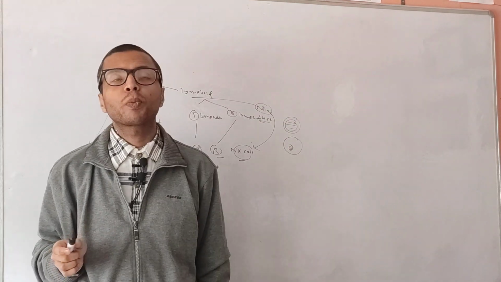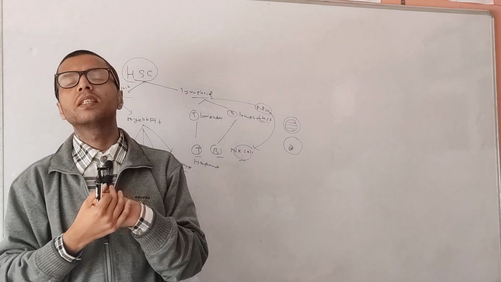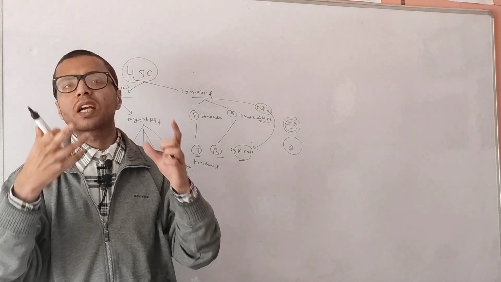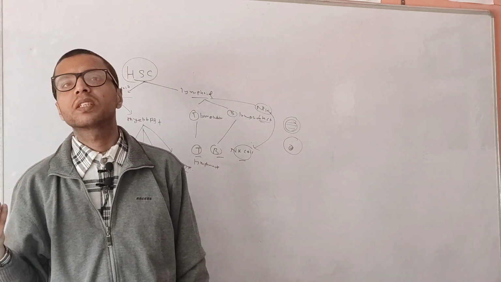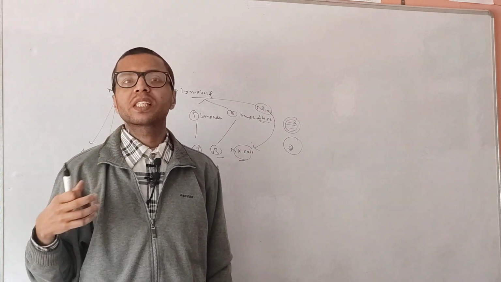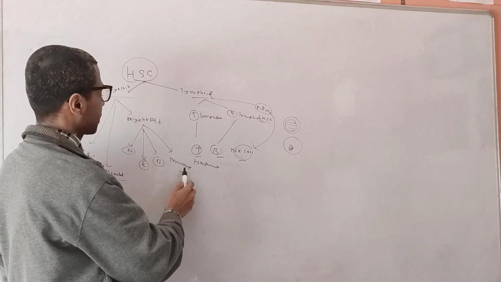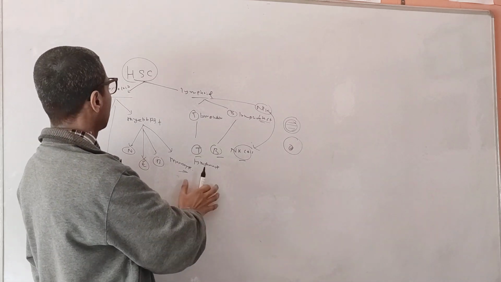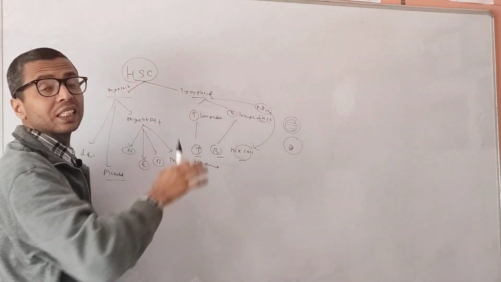And what about the macrophages that we have in the skin, in the liver? That is called Kupffer cell, a specialized macrophage, in the spleen. So all those macrophages are derived from monocytes. So these are all derived from this stem cell.